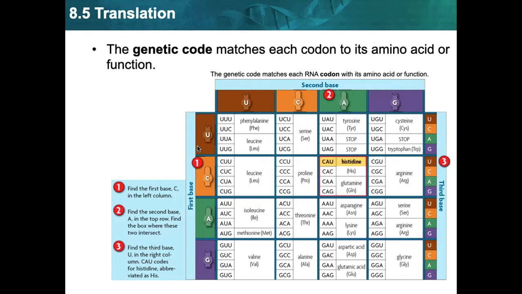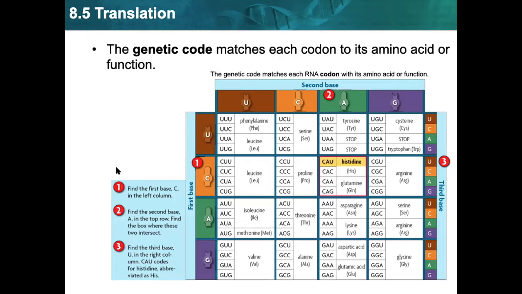So to read this chart, you can see right here, the first base right here, second base, and then third base. So if you're looking to see, what is GAC? What does GAC code for? Guys, is something wrong right there?